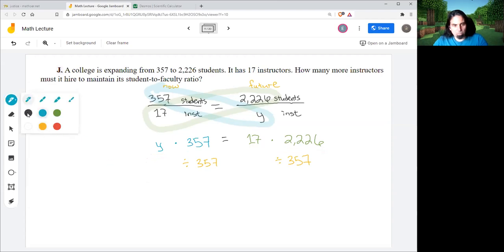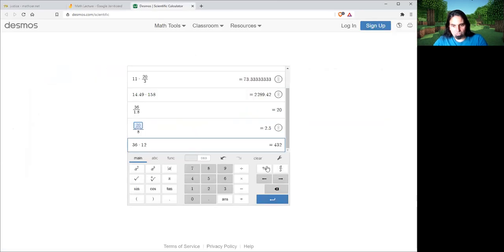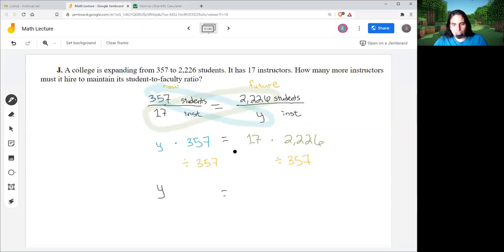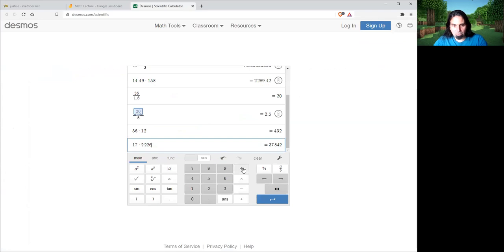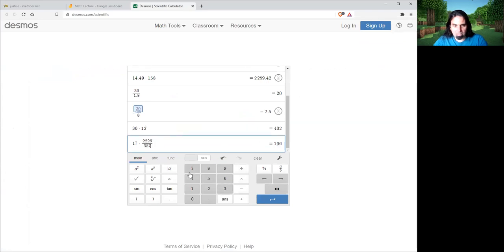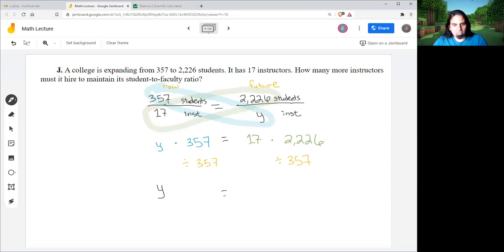So y will be by itself. 17 times 2226. Make sure I don't have any typos this time. Divided by 357. Get 106.